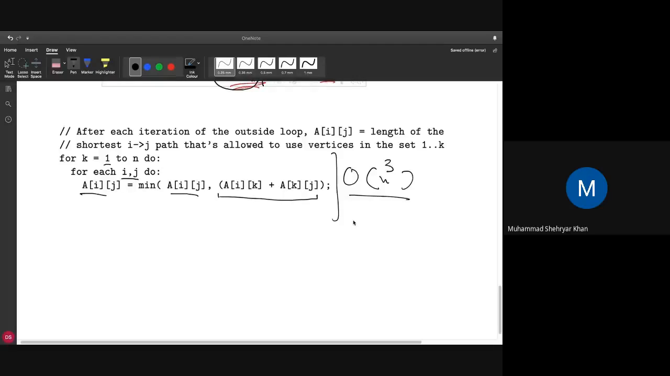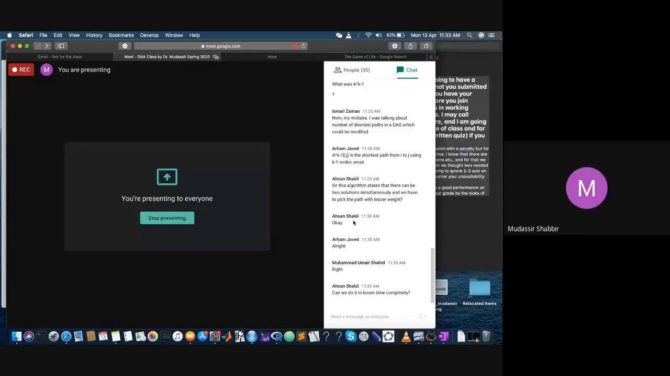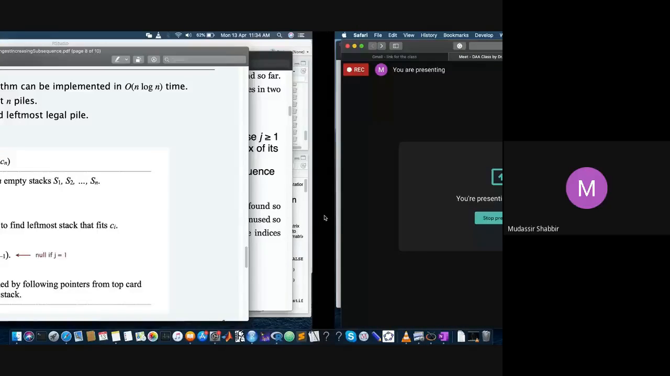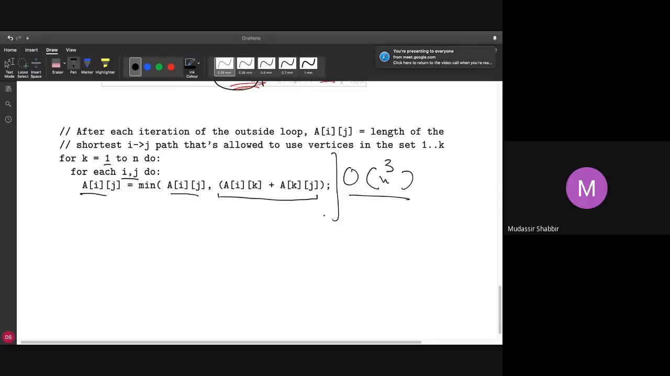Essen has a question. Can we do it in lesser time than n cube? Can we do it in lesser time complexity? So that's actually quite complex to do in less than order n cube. There are algorithms, but the techniques for those algorithms are way ahead of what we do in this class. For our understanding, that's it.